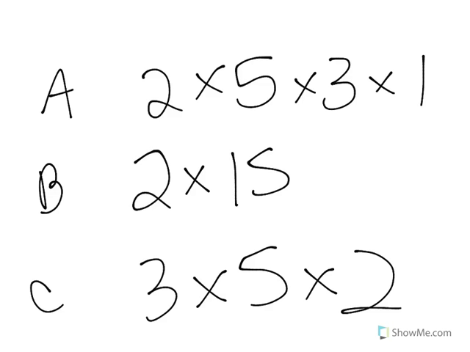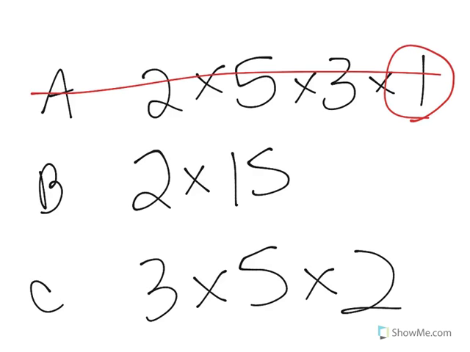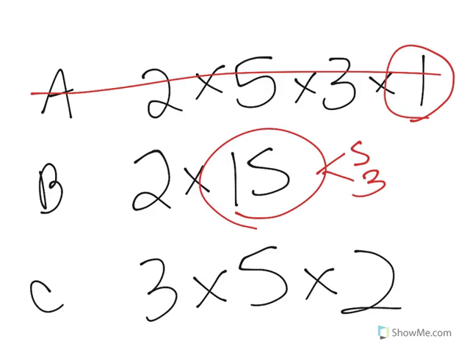Okay, so like I just said, 1 is not a prime number, so A cannot be the prime factorization of a number. 15 is not prime because you can split it into 5 and 3, so B cannot be the prime factorization of a number. 2 and 5 and 3 are all prime, so they can be the prime factorization of a number. So those are some things you need to keep in mind.